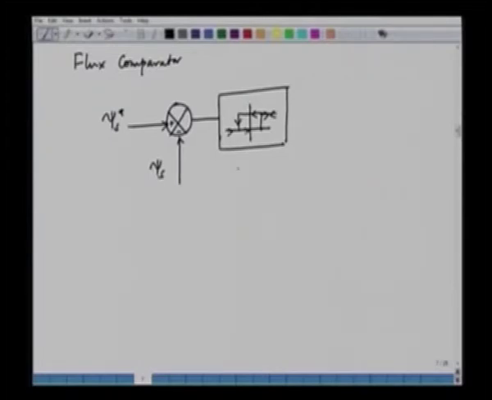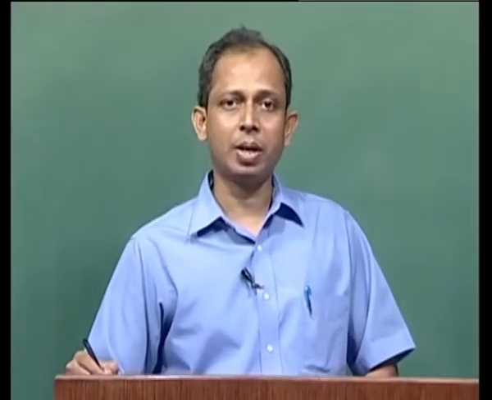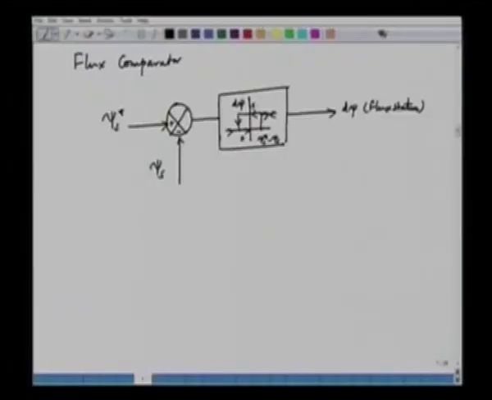In the x axis, we have psi s star minus psi s, the error, and in the y axis we have the flux status, that is d psi. The output of this is d psi, and this d psi is called the flux status. The flux status can have two values. It can be either 0 or it can be 1. So, here it is 0 and this is 1.